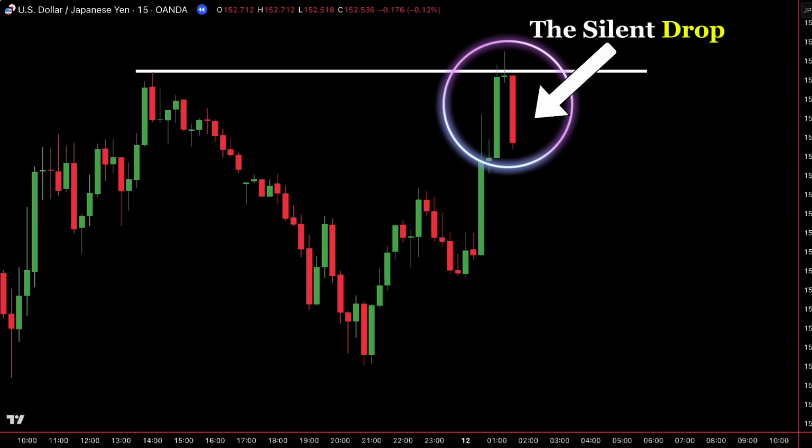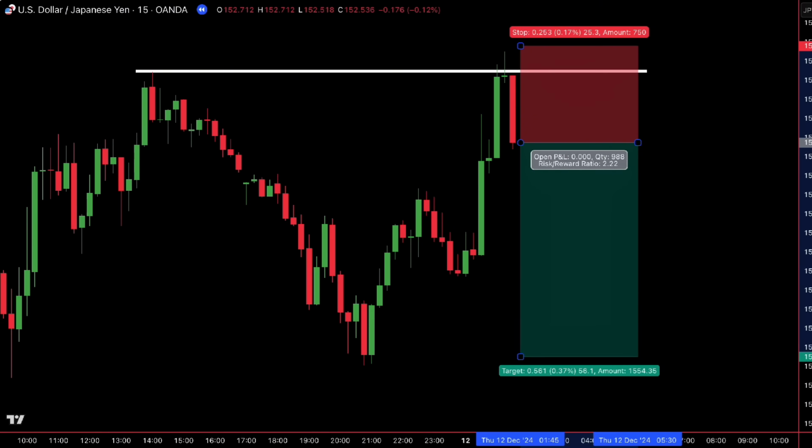Now, once you spot this pattern, here's the trade setup. Enter at the close of the third candle, stop loss goes above the second candle's high, target the next support level. And what happened next? Exactly as expected. Price dropped cleanly to the target zone, delivering a textbook silent drop play.